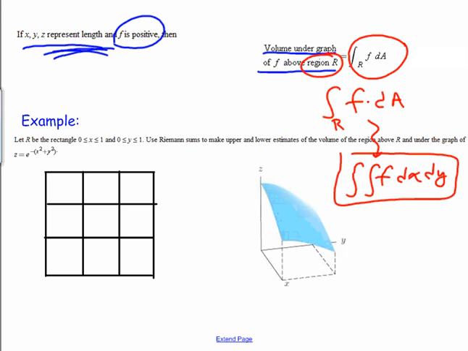So how do we go about approximating this volume? Well, let's consider some function here. We've got z equals e to the negative x squared plus y squared.